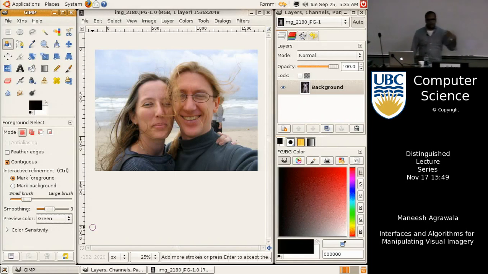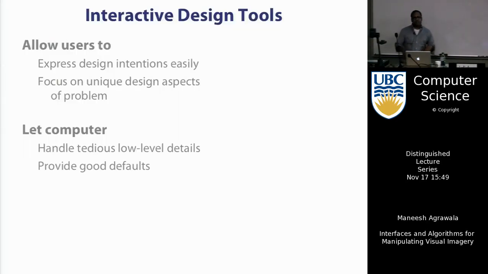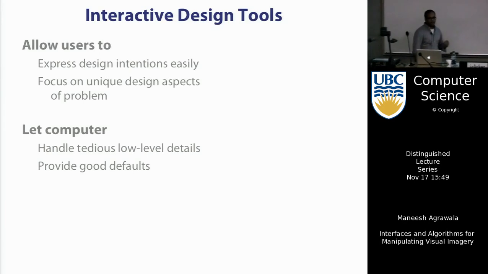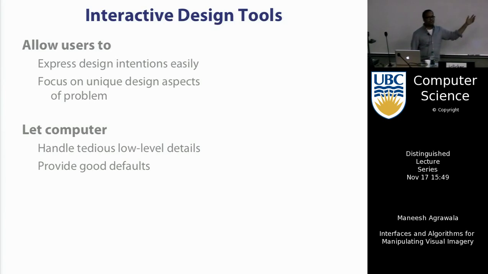And so what I'm really interested in is developing interactive design tools that allow users to express high-level design intentions. So I just want to be able to say, fix the hair, or remove this person in the background with a single click, and give a high-level intention. And then I want the computer to handle the low-level details of fixing the hair and removing the person in the background. Or I just want to be able to say, fix the image, make the image better, and have the system do a set of default actions to make the image look better.